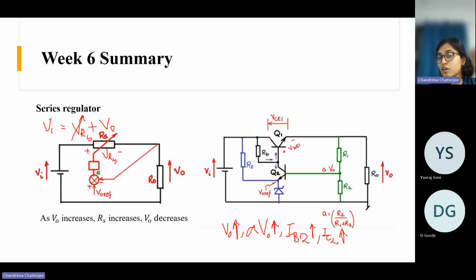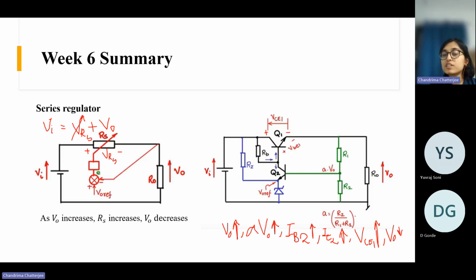If the base current of Q1 decreases, then what will happen? It will start to go towards the cutoff region, right? Because the base current has decreased, it will start to go towards the cutoff region and start to block more and more voltage. So VC1 will increase. And if VC1 increases, then output voltage will again come down.